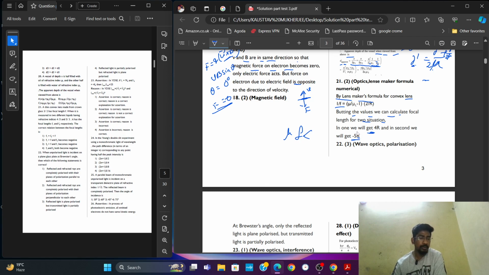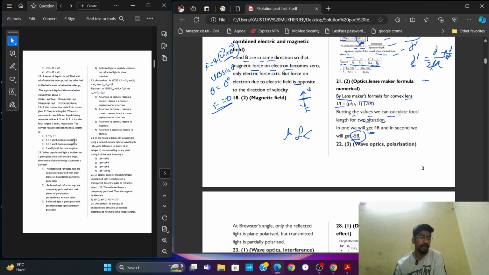So therefore, one of them becomes negative, and f1 is greater than the focal length of the lens when it is in air. Okay, moving on to the next question.